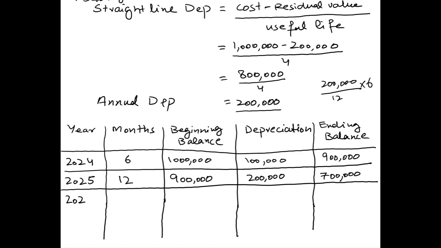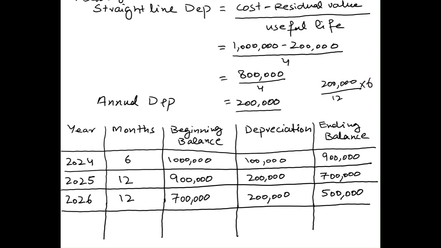So for 2026, again, full 12 months. Beginning balance, or opening balance, 700K. Depreciation 200, again full year. So we're left with $500,000. Next, let's draw a line here.